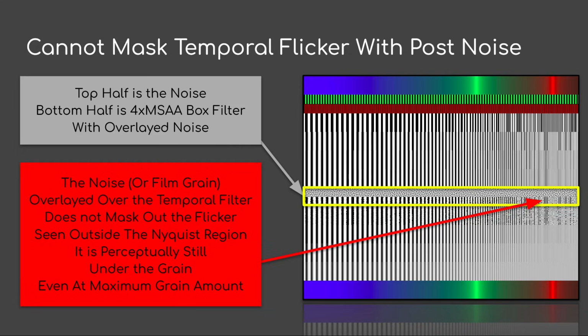So next topic, let's dive into seeing what we can and cannot do with noise, or film grain. In this row, the top half is the noise. This is the default blue noise in Shadertoy. The bottom half is 4x MSAA box filter. And this version is now overlaid with the noise. And you'll notice that the noise, or the film grain, overlaid does not mask the temporal flicker. Also note this is at maximum amount of grain that you could potentially put in a signal.